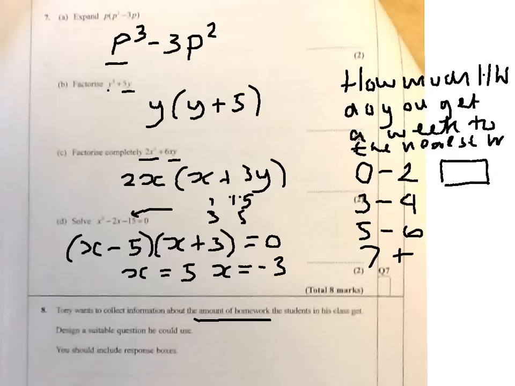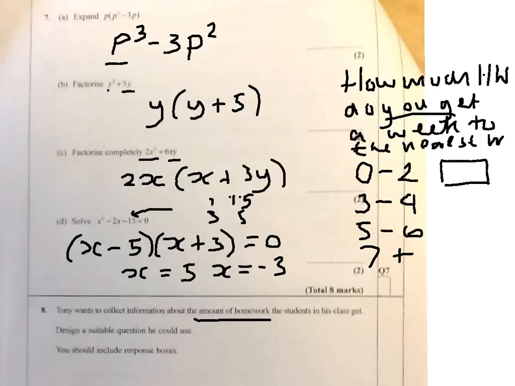Okay, on to the questionnaire question. Tony wants to collect information about the amount of homework the students get in his class each week. So I've gone for how much homework do you get a week to the nearest hour. You could have said how many pieces of homework do you get, that would have been fine as well. But you need to specify a time period.